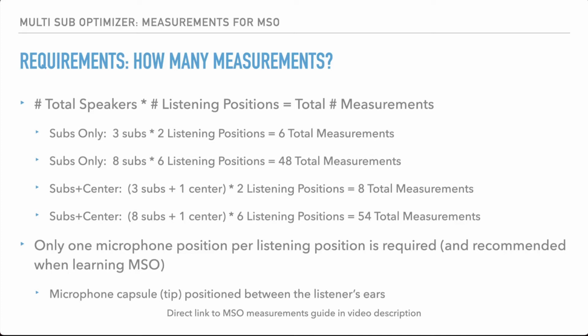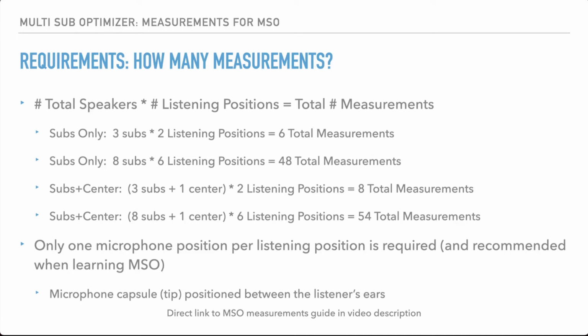I've got 4 examples here. I've got 2 sub-only examples and then 1 where we're integrating subs with the center channel. If I have 3 subs and 2 listening positions, that's 6 total measurements. I'm going to measure sub 1, 2, and 3 at listening position A, and I'm going to measure subs 1, 2, and 3 at listening position B. We recently helped a guy out that had 8 subs and 6 listening positions, so that was 48 measurements he needed to take: 8 subs at listening positions 1, 2, 3, 4, 5, and 6. Pretty simple. If you're doing subs with the center or mains integration, you're going to need to add a measurement to each one of those positions.